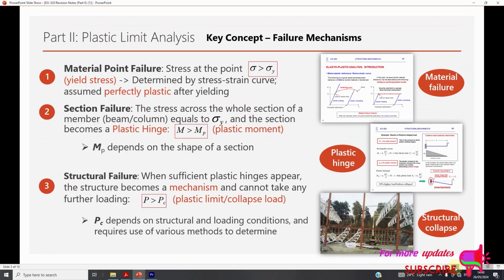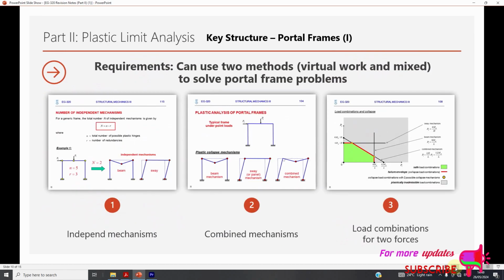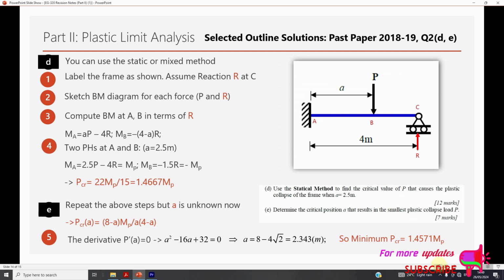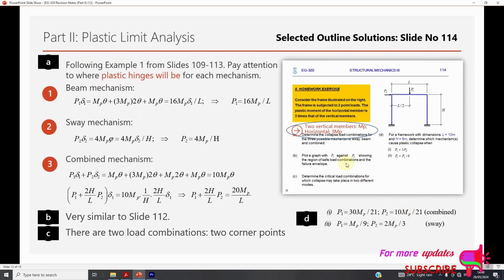Let's go back to following example 1 from this slide. Pay attention to where the plastic hinge will be for each mechanism. The beam mechanism is given by this formula. The sway mechanism is given by this formula, and the combined mechanism is given by this formula. So 2 vertical members Mp and horizontal member 3 Mp.